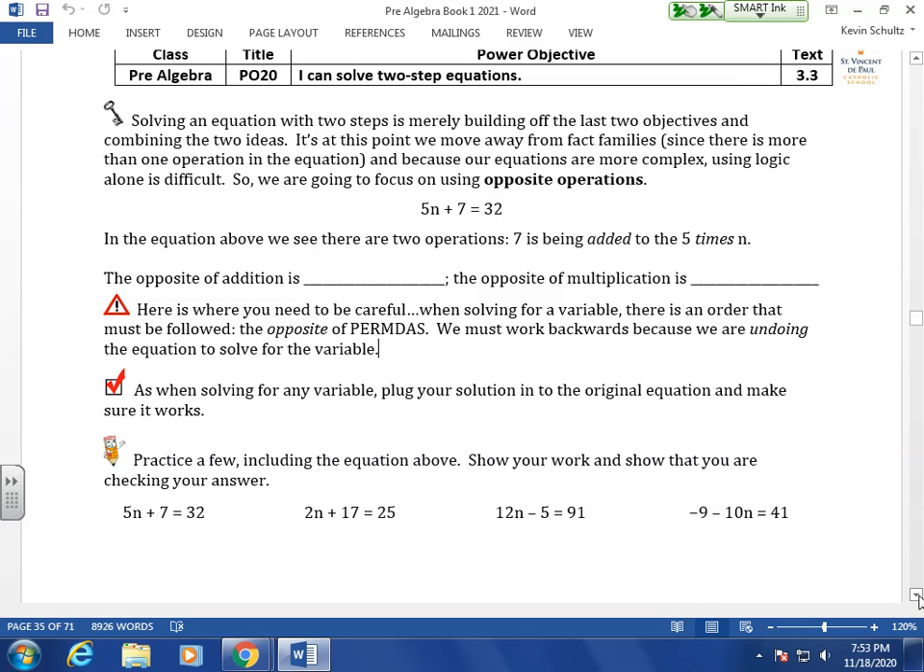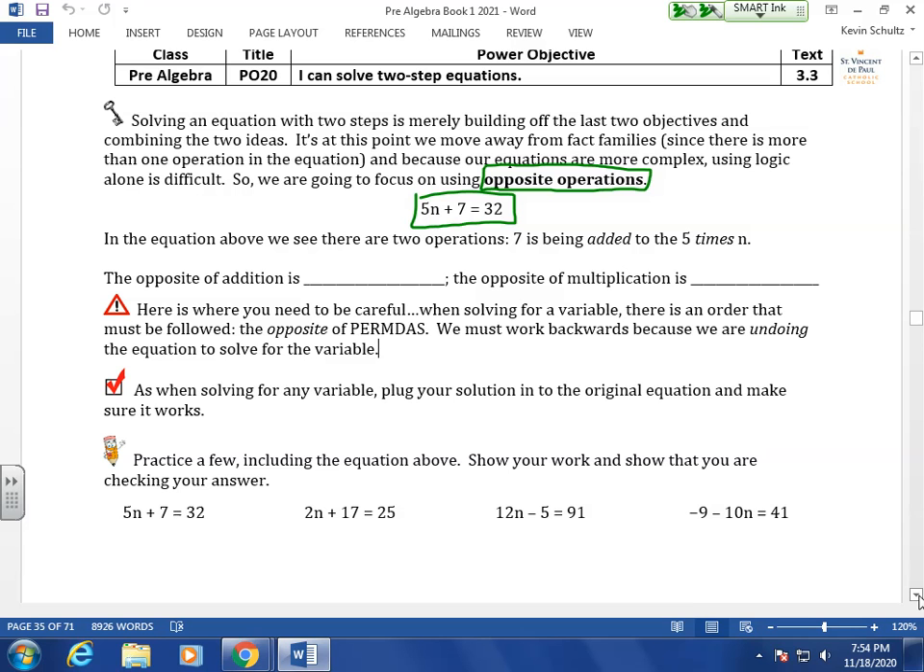It says here, solving an equation with 2 steps is merely building off the last 2 objectives and combining those 2 ideas. It's at this point we move away from fact families. We didn't do that to begin with. And because our equations are more complex, using logic alone is difficult. So we are going to be focusing on this opposite operations method. And the equation we're going to look at first is 5n plus 7 equals 32. Okay? In this equation, we see there are 2 operations. There's addition and there's multiplication. So those are the 2 operations that we're going to have to undo.